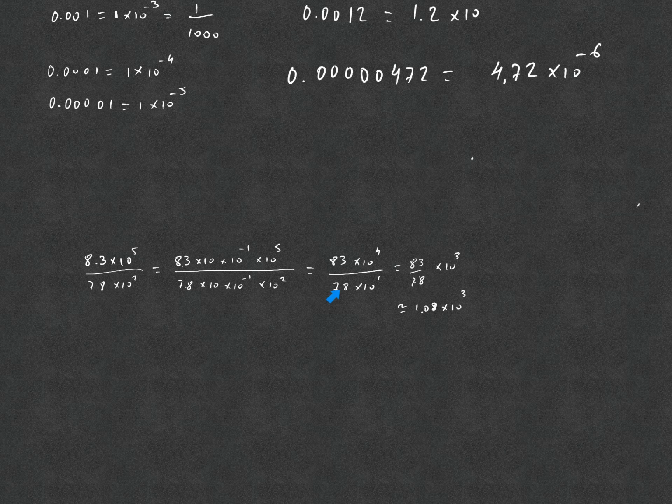7.8 by 10 is 78. And this is 10. 10 raised to the power 2 multiplied by 10 to the power minus 1 is 10 to 1. So it will be 83 now divided by 78, and now 10 raised to the power 4 divided by 10 raised to the power 1 is 10 raised to the power 3. So it will be like 1 point something times 10 to the power 3.